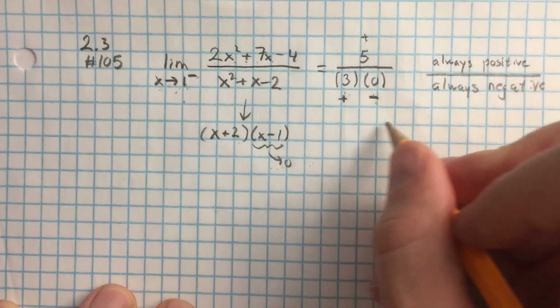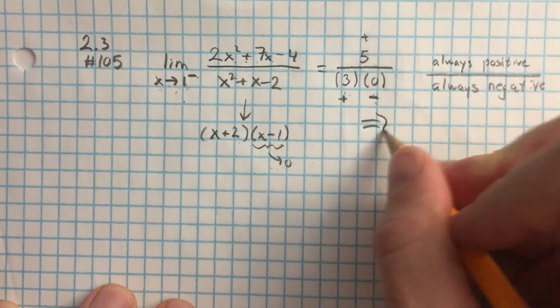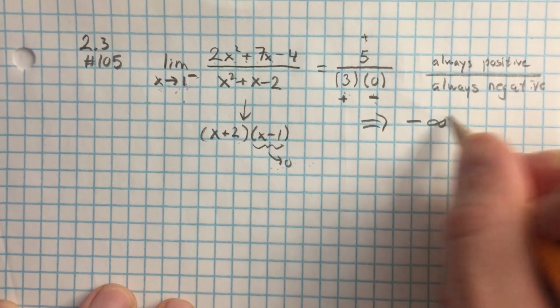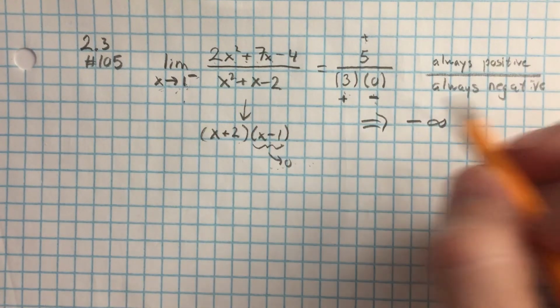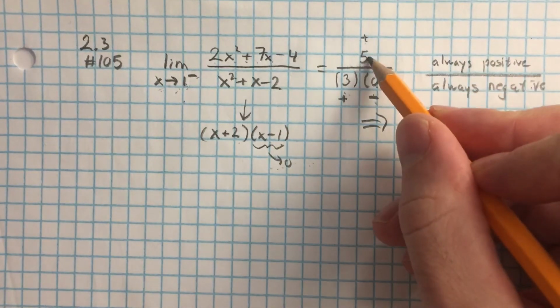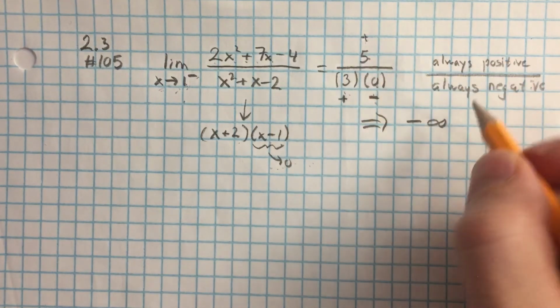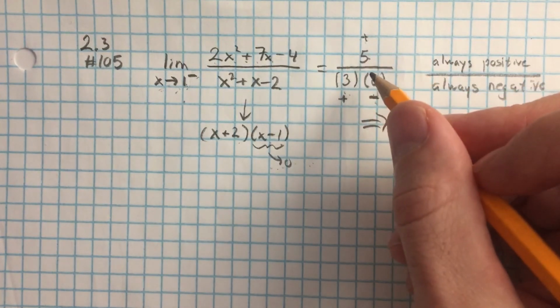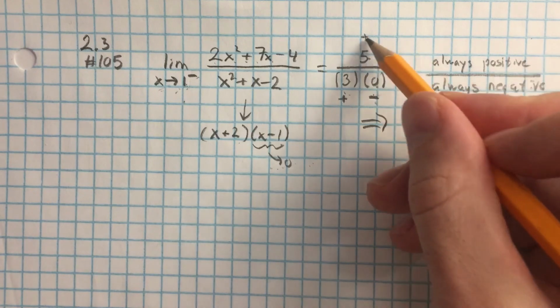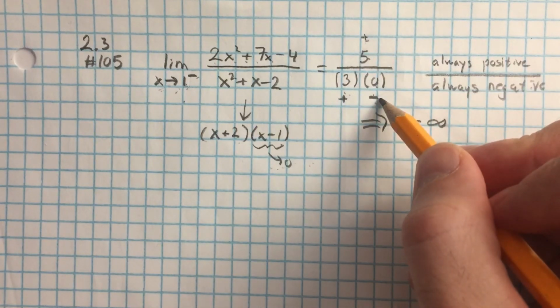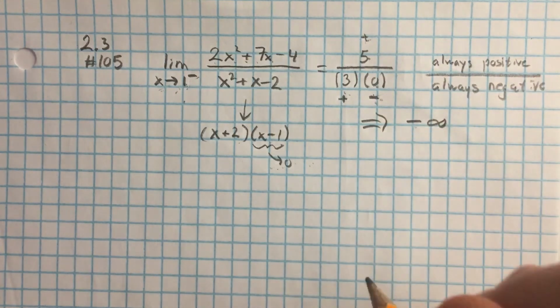So therefore, we see our answer is negative infinity. Right? 0 on the bottom, non-zero value here is causing this to become infinite. But infinite which direction? The signs of all these factors tell. So plus, plus, and a minus is going to be negative. So that's our final answer for that one.